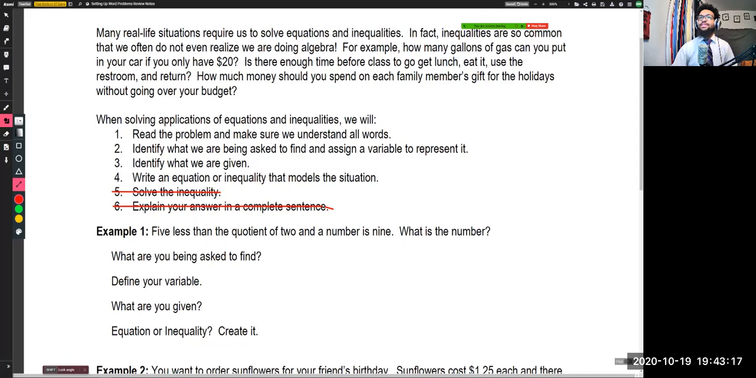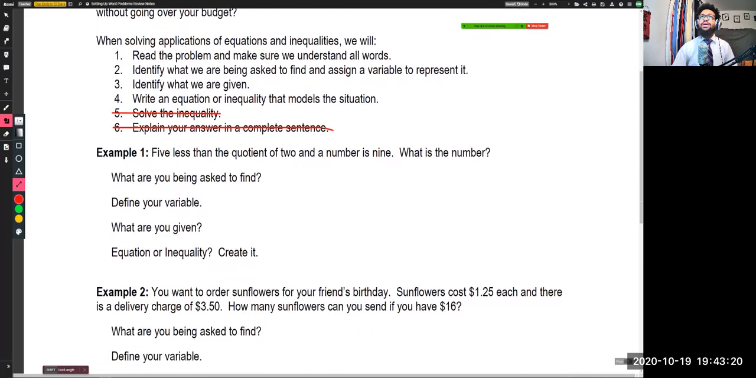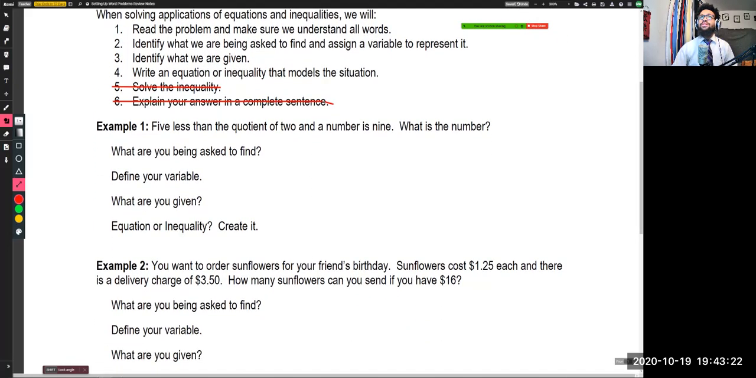So let's look at example number 1 and set it up using our directions. Number 1 says 5 less than the quotient of 2 and a number is 9. What is the number? So our first step is to read the problem and make sure we understand all words. So let's read the problem and then make sure that we understand all of our words. The problem is, once again, 5 less than the quotient of 2 and a number is 9. What is the number? Do I understand all these words?